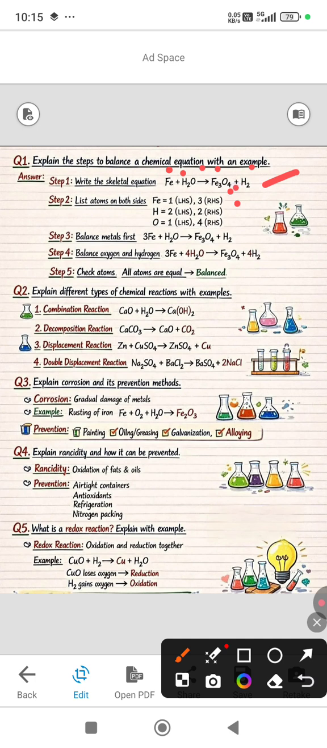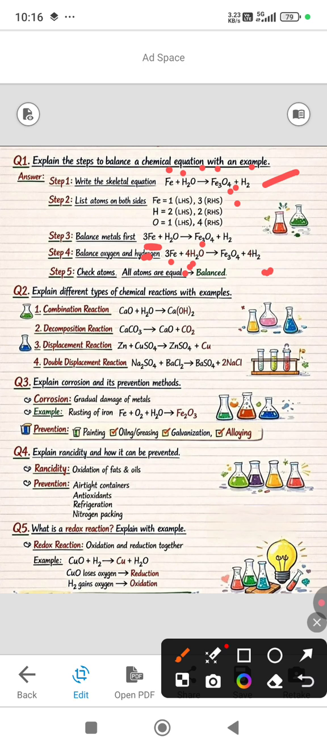So the equation is unbalanced. Step 3, balance metal first. So we write 3 here so that Fe is balanced. Step 4, balance oxygen and hydrogen. In this step, we write 4 here so that hydrogen is balanced, and 4 here.